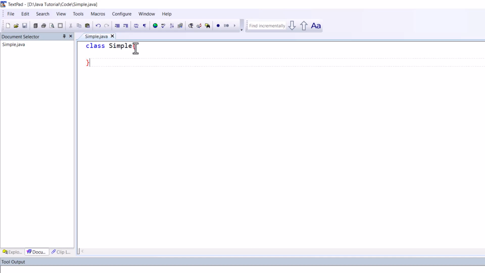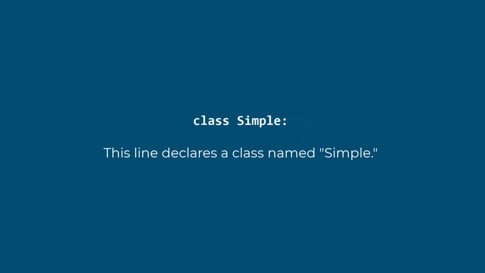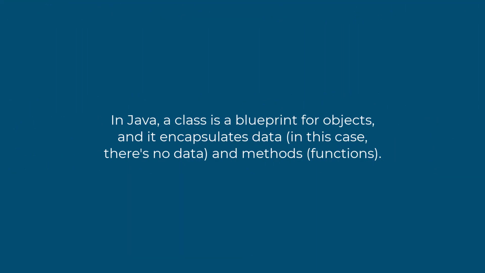Also you can see the two brackets. Okay, so this is nothing but a basic skeleton of a class. So what is a class? Class is nothing but a blueprint. Okay, it can contain data as well as methods. The class simple, this particular line declares a class. The name is simple. In Java, a class is a blueprint for objects and it encapsulates data and methods.